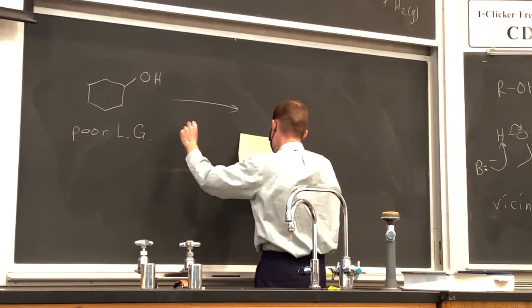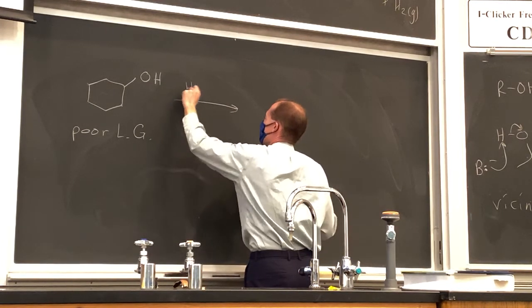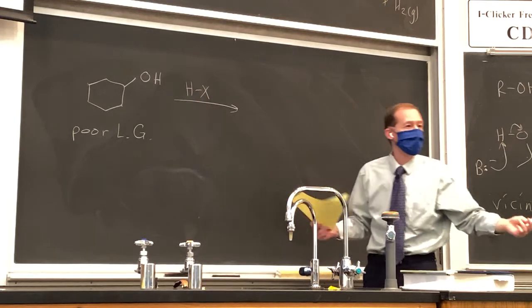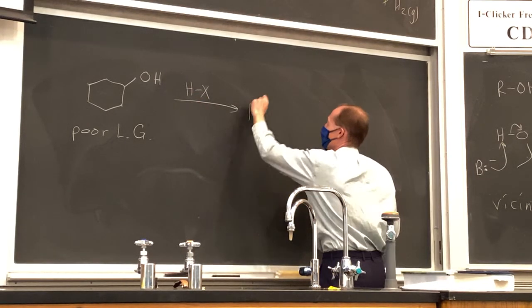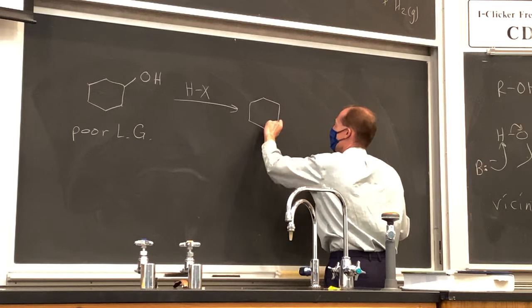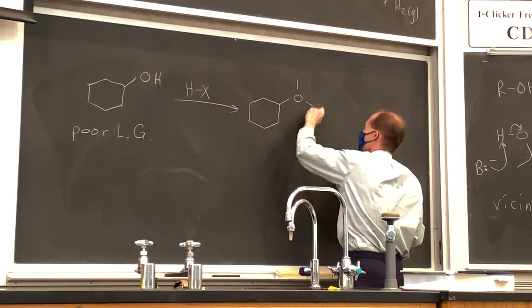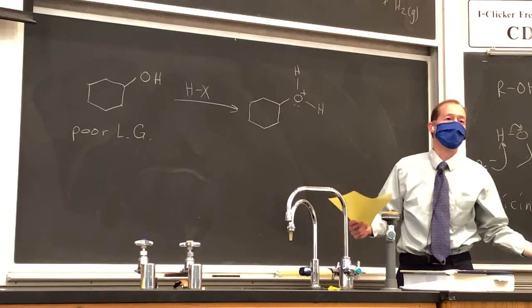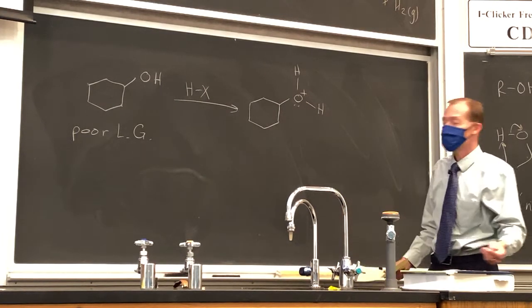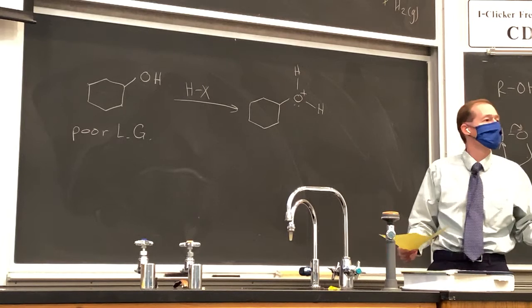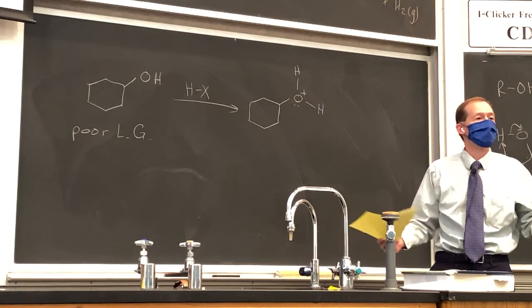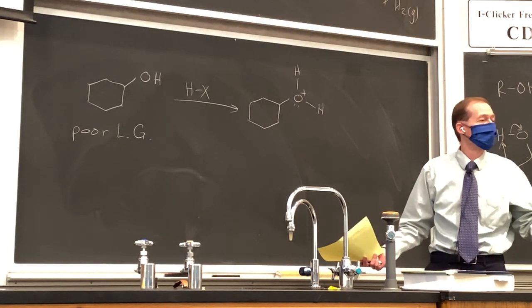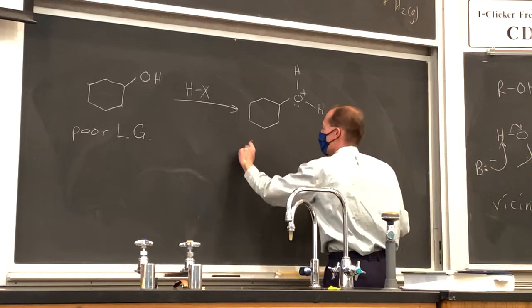The simplest way is to use a strong acid. If we react our alcohol with a strong acid, we will protonate the oxygen, generating an oxonium ion, the conjugate acid of an alcohol. What is our leaving group in this molecule? It's water. Is that a good leaving group? It is. It's a weak base. It's a good leaving group.